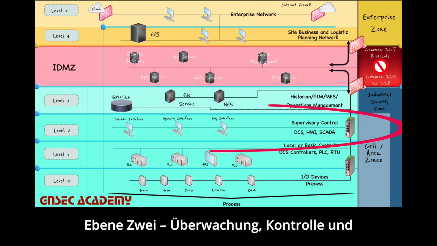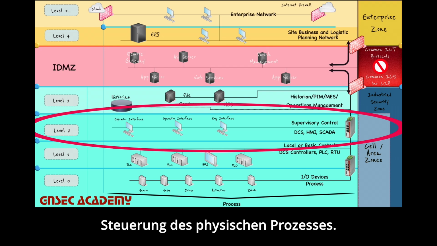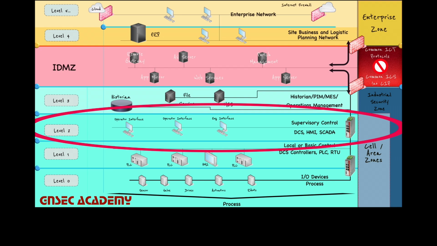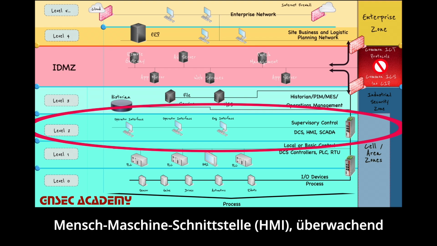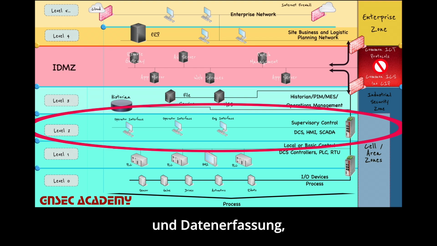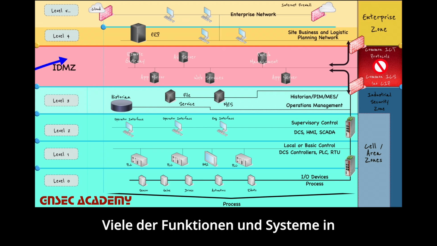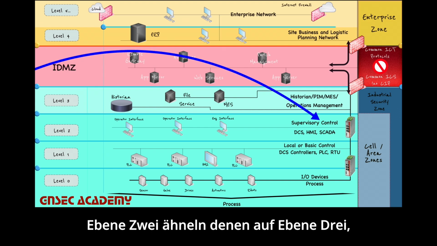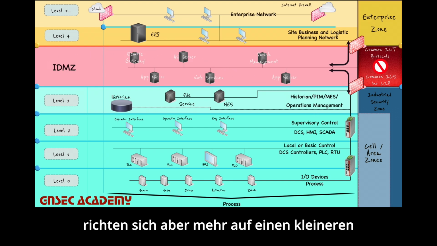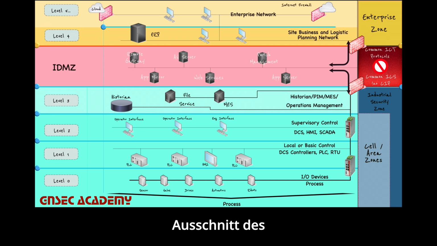Level 2, supervising, monitoring, and controlling the physical process. Real-time controls and software, DCS, human-machine interface, HMI, supervisory control and data acquisition, the famous SCADA software. Many of the functions and systems in level 2 are the same as for level 3, but targeted more towards a smaller part of the area of the overall system.